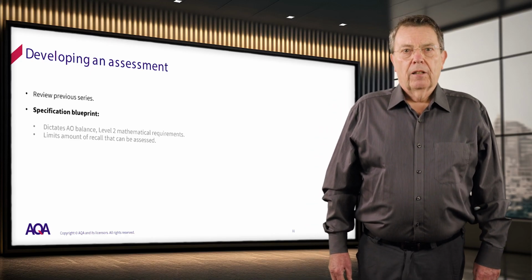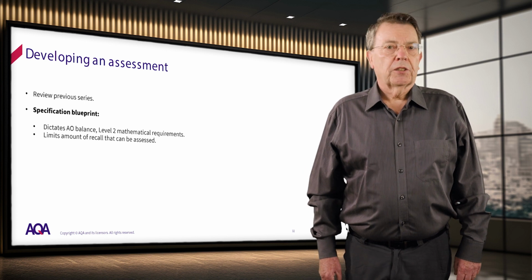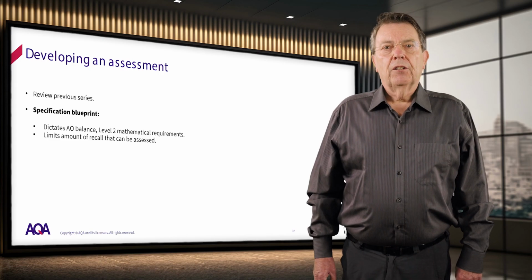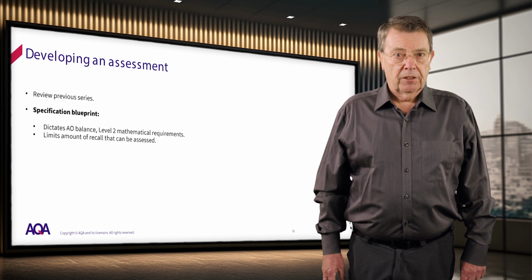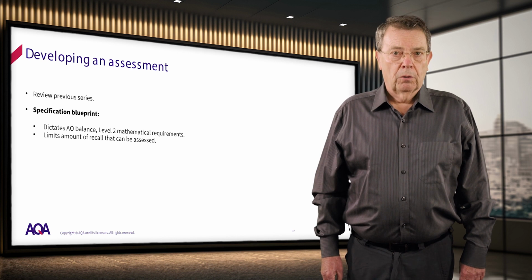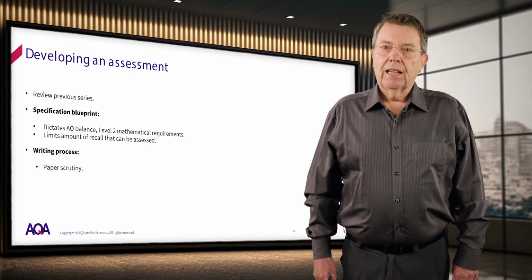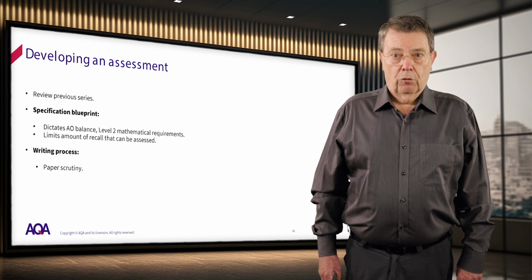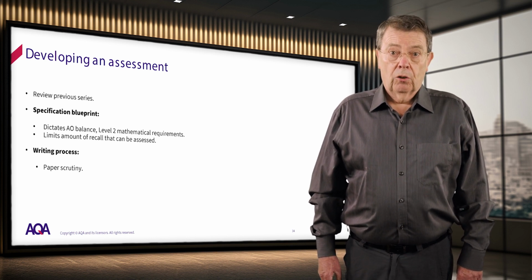They list, for example, the number of marks that can be assigned to assessment objectives 1, 2, and 3, the minimum numbers of marks that must be assigned to level 2 mathematical skills, and they nominate the mathematical skills that must be tested. And finally, the maximum number of straight recall marks that can be set. The paper writing process itself goes through a number of stages. Each of these ends with a review by a large team of writers and practicing physics teachers who all work with the component. Drafts are checked for overlapping material between components.